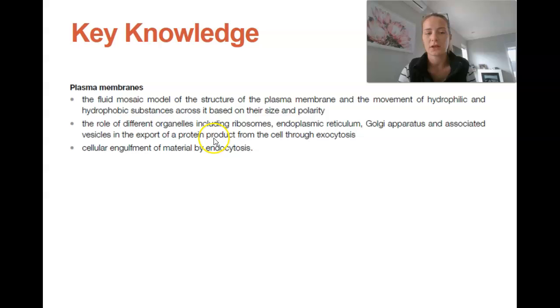So this is all talking, you could shorten this up to everything in the cell that's involved in the creation and export of a protein from the cell through one specific method of transport across membrane being exocytosis. And then by comparison, endocytosis, so cellular engulfment of material by endocytosis. So these three dot points kind of gel together as the structure of plasma membranes and how we move substances across them, including the bigger, bulkier molecules through exo and endocytosis.